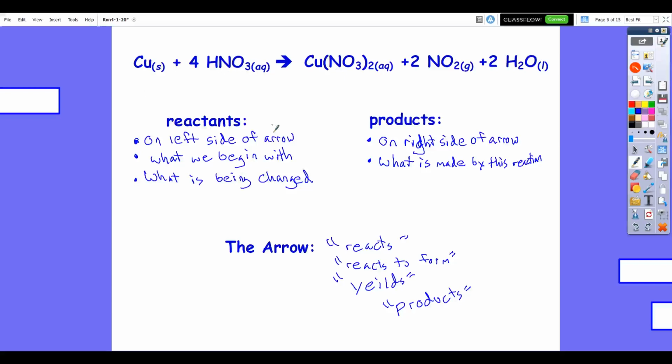Please, it's a small pet peeve of mine, please don't ever make it an equal sign. It's not an equal, it's a product. It starts with the reactants and it goes to the products. I start here and I end here. Before, then, after.